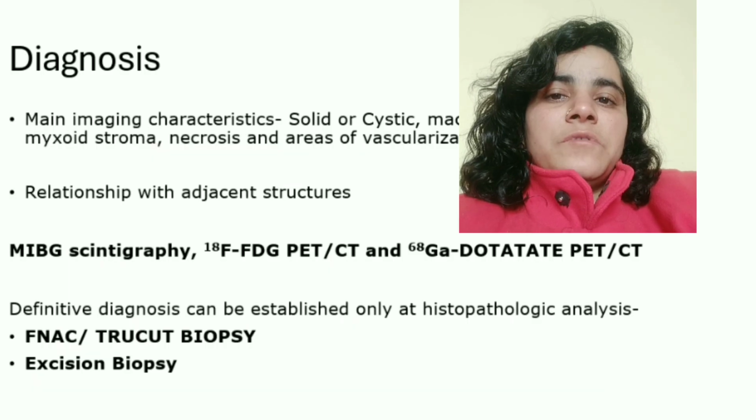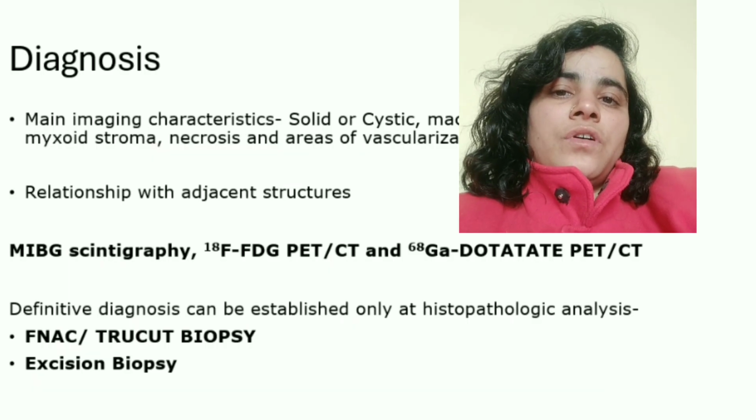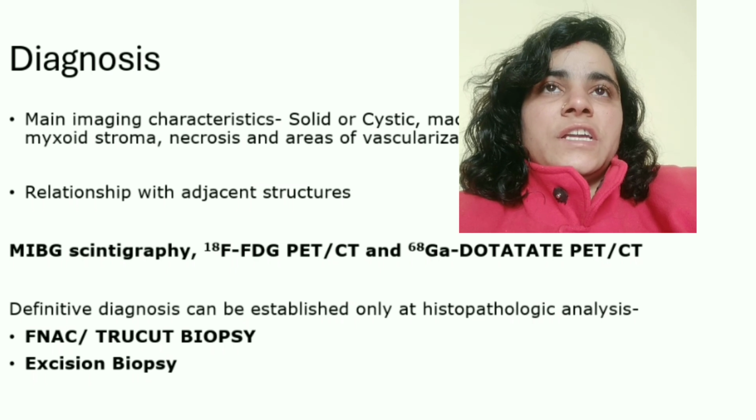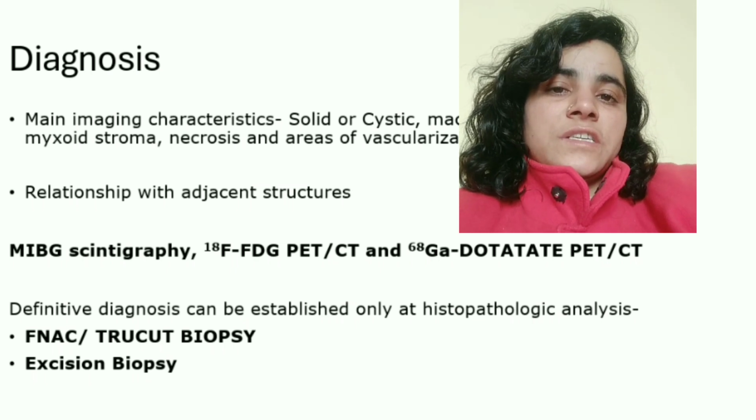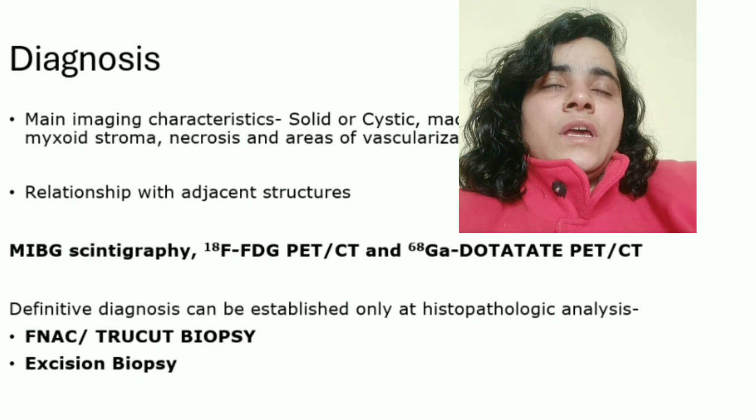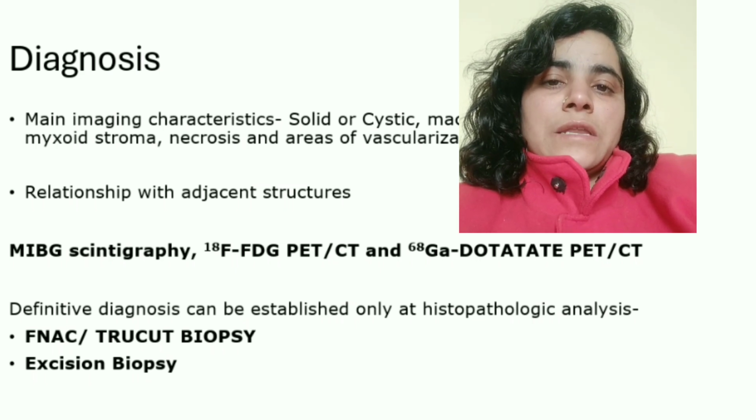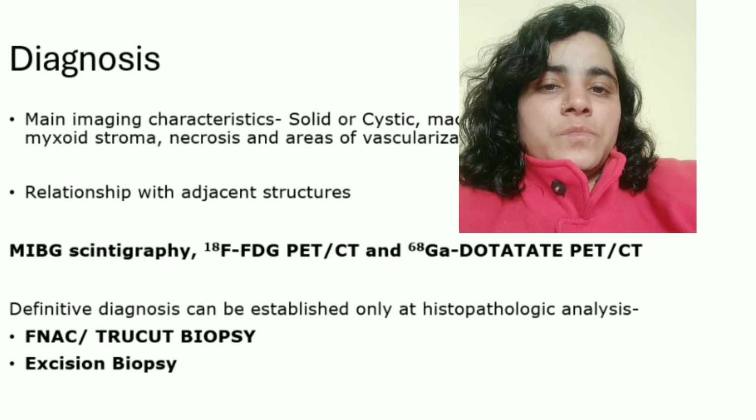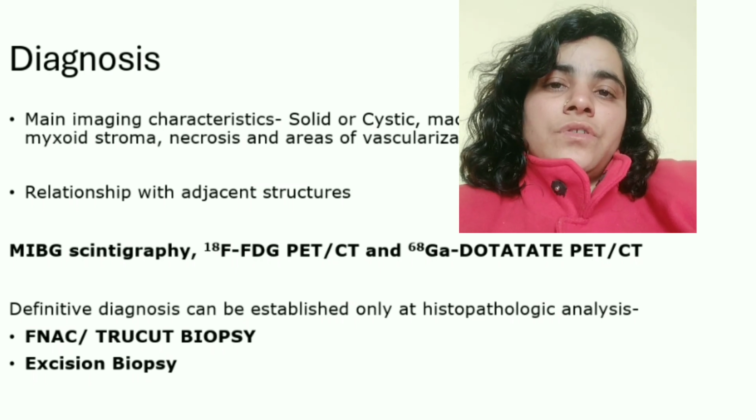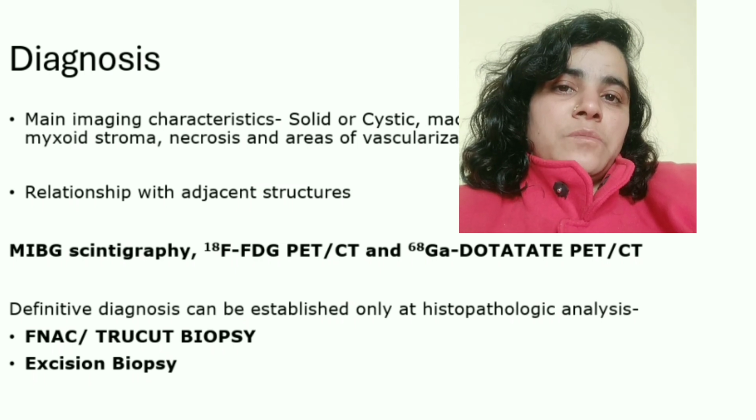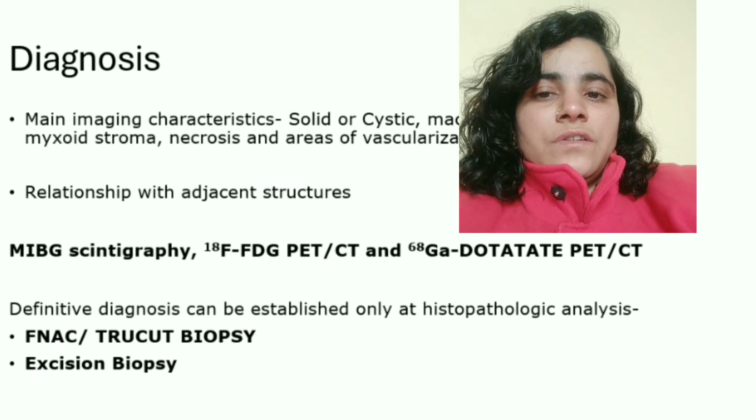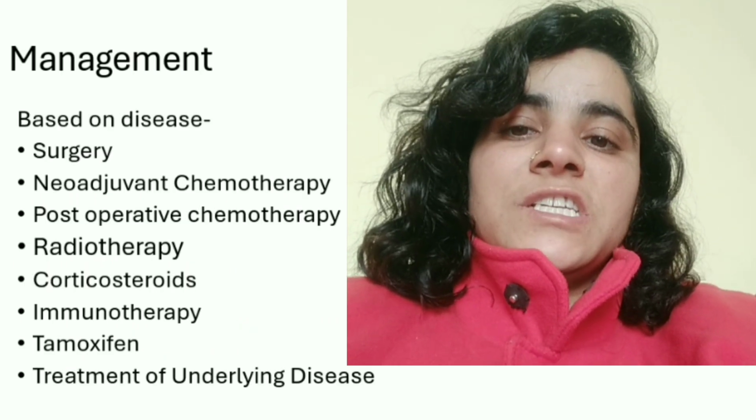MIBG scintigraphy or FDG PET CT or DOTATATE PET CT can be done in case of metastatic disease, whether it is primary or secondary origin. Definitive diagnosis can be established by histopathological analysis by using FNAC or True-Cut biopsy, which can be assisted by CT or USG guided. Management of these patients should be disease specific.